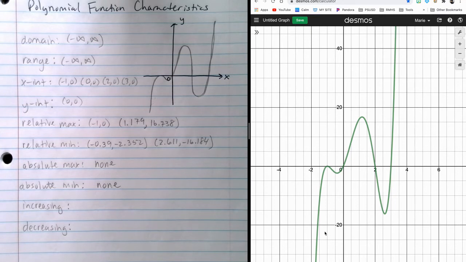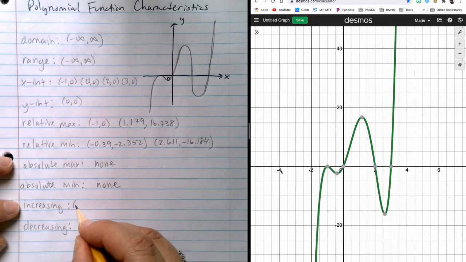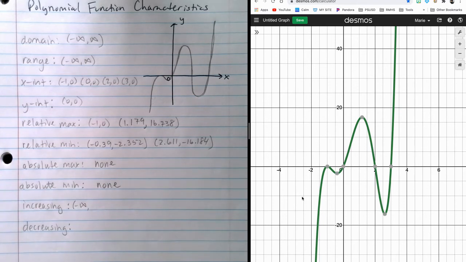Now, if I look at this function, I can see it's going to increase and then decrease and then increase and then decrease and then increase. It does a lot. So I counted 1, 2, 3 intervals of increasing and 1, 2 intervals of decreasing. So let's look at increasing first. So it's going to start from negative infinity. And will continue until -1.